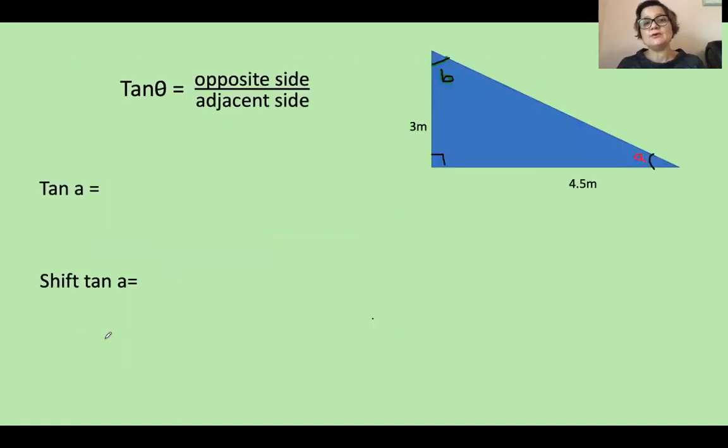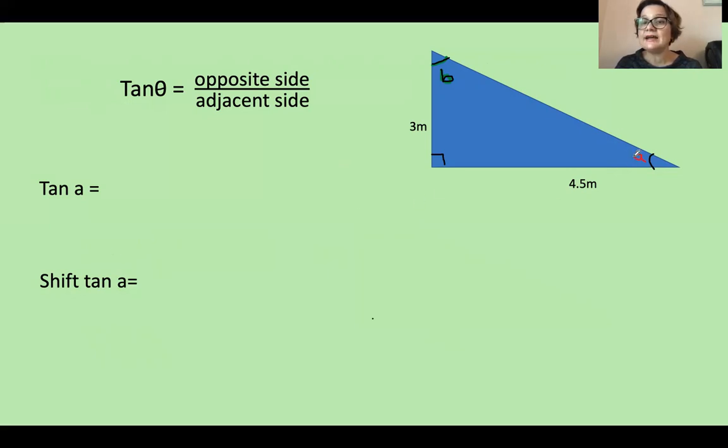Right, so here we have a right angle triangle. We have labeled each of the acute angles. One is labeled as A and the other one is labeled as B. Now, for angle A, the opposite side is 3 meters, and the adjacent side is 4.5 meters. But for angle B, the opposite side is this one here, 4.5 meters, and the adjacent would be the other one, the 3 meters, not the hypotenuse.